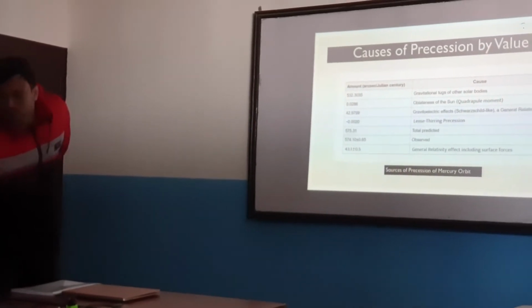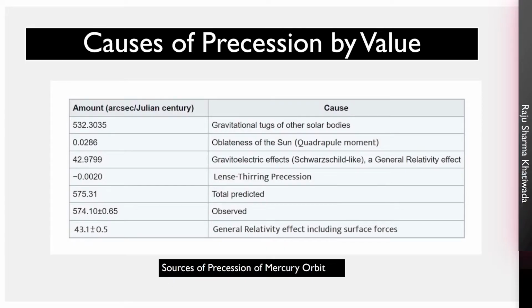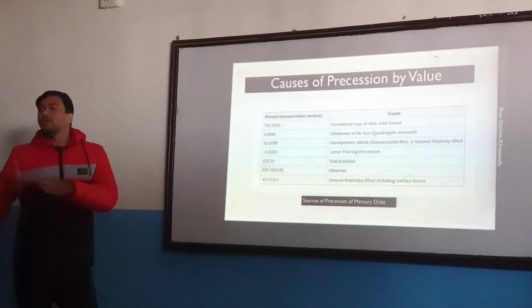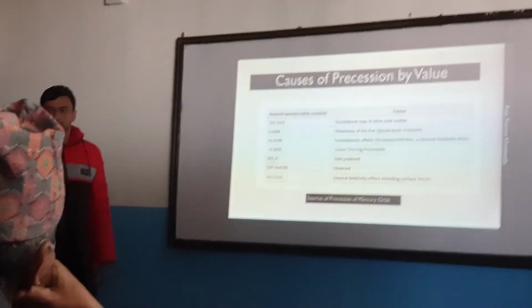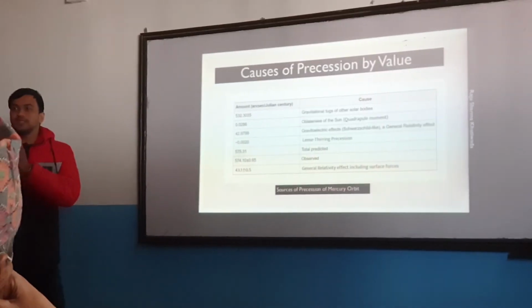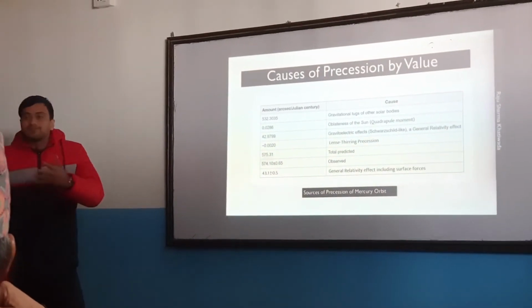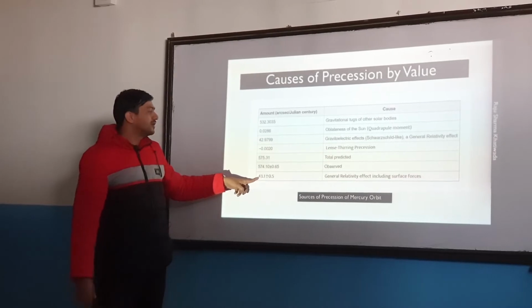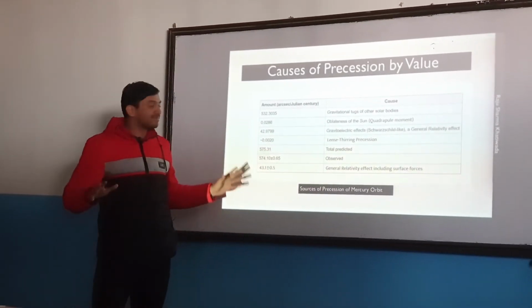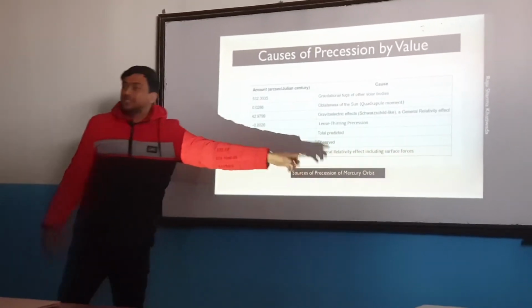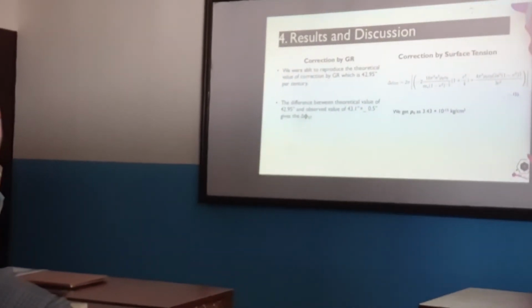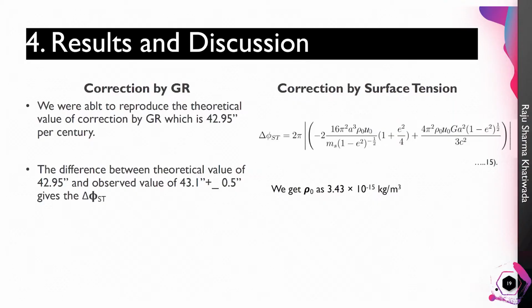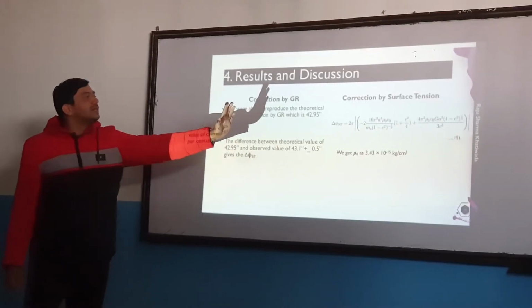Okay, now before going to results, I would like to talk about this table. This is adapted from Wikipedia: the different sources of the precession of the perihelion of Mercury. Since what we are doing is modifying the laws of general relativity to account for the surface forces, what about the difference between observed and the theory predicted by GR? We believe, at least as of now, that it is accounted for by the surface forces. This was the observed value, and we believe that this has to be the cumulative effect of general relativity including surface forces. We were able to reproduce this result for general relativity, which is 42.95 seconds per century, and then the difference, as I already talked about, is to be accounted for by the surface tension.